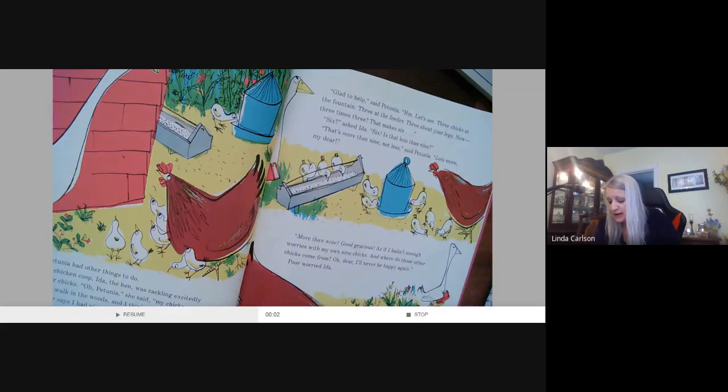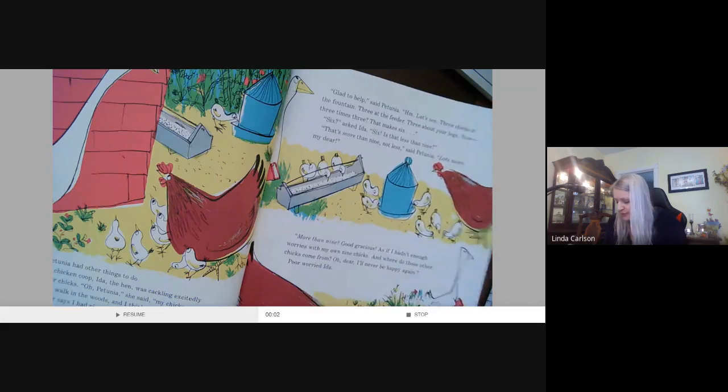"That's more than 9, not less," said Petunia. "Lots more, my dear." "More than 9? Good gracious, as if I hadn't enough worries with my own 9 chicks. And where do those other chicks come from? Oh dear, I'll never be happy again." Poor worried Ida.